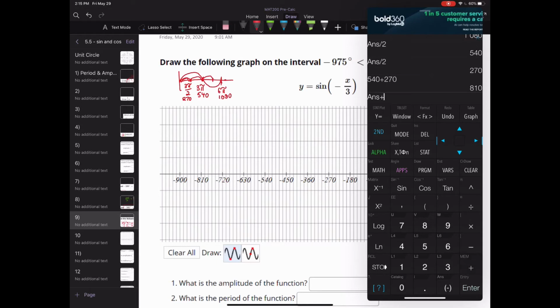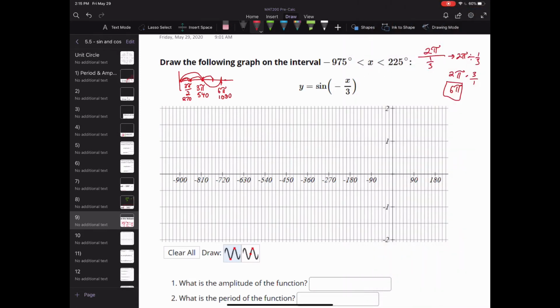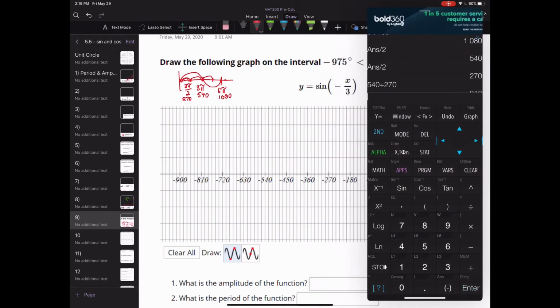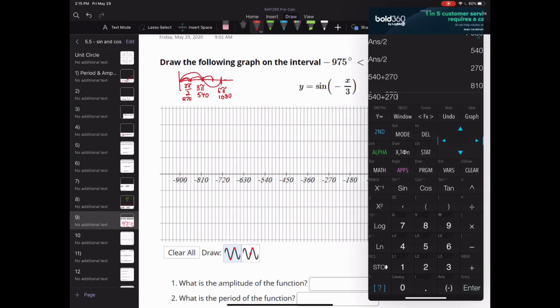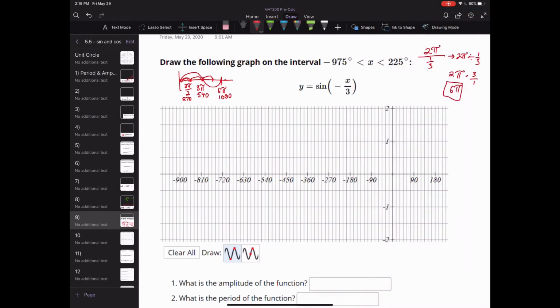And then look at what happens if I add another 270. You get right back to 1080. So how much did I say that was? 540? Nope, 540 plus 810. So this is at 810 degrees. So we can use this information to kind of help us. We know that the amplitude is 1, and we know that the sine curve starts at 0.